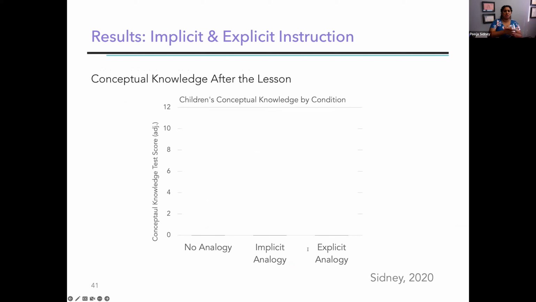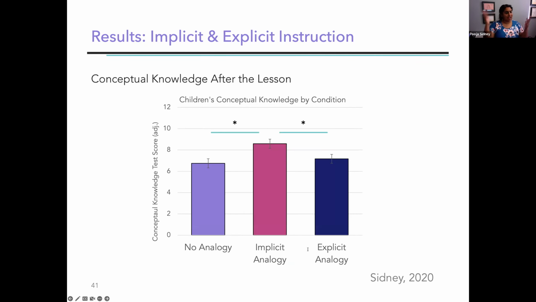Okay, so I'm going to show you their conceptual knowledge at post-test, controlling for pre-test. The analogy conditions are on the x-axis. And sure enough, we found that children in the implicit analogy condition learned more than either those who saw no analogy at all, or even those who saw this explicit teacher-directed analogy that included all these explicit supports for analogy. Also, seeing the instructional analogy with explicit supports was no better than seeing no analogy at all.